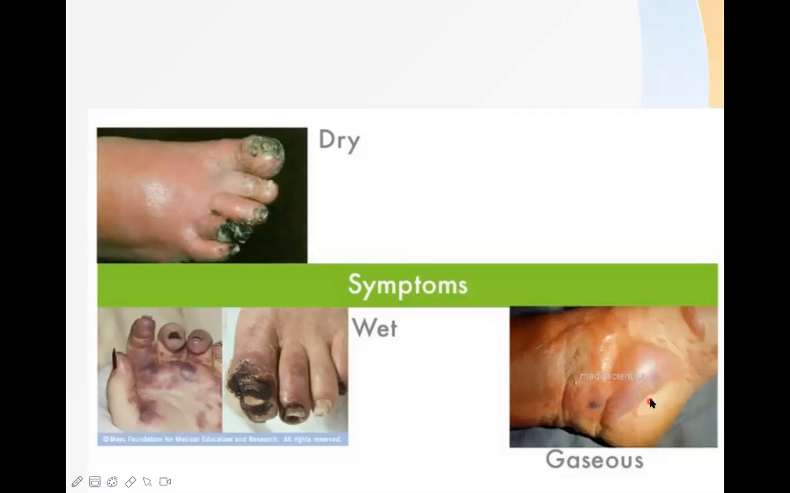Look at the bulla or the bleb formed. Gas gangrene is all about formation of gases in that tissue. It is caused by an organism known as Clostridium perfringens. So, dry gangrene and wet gangrene. Gas gangrene is a type of wet gangrene.